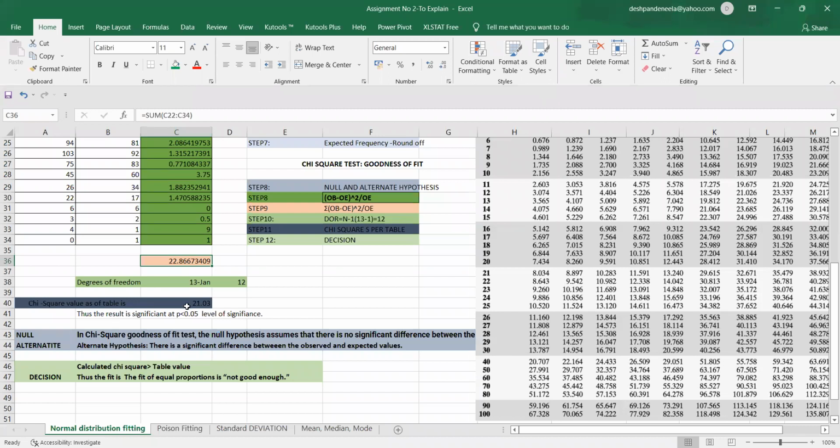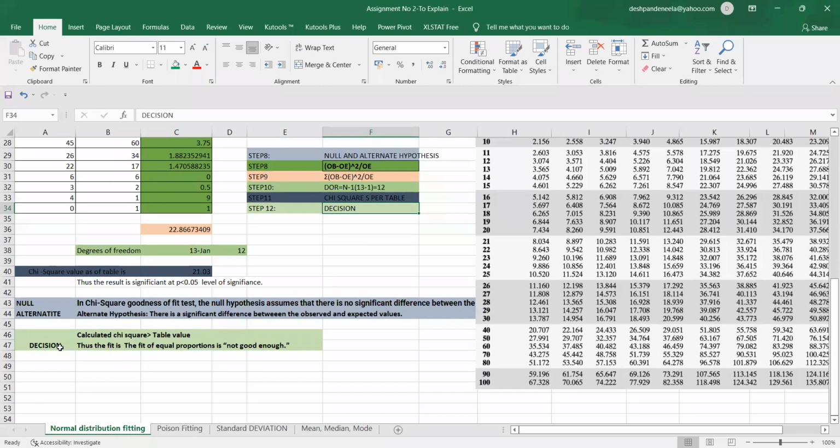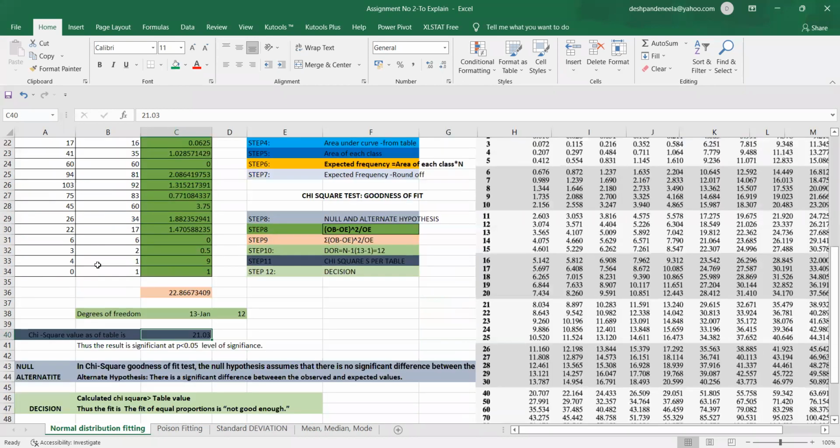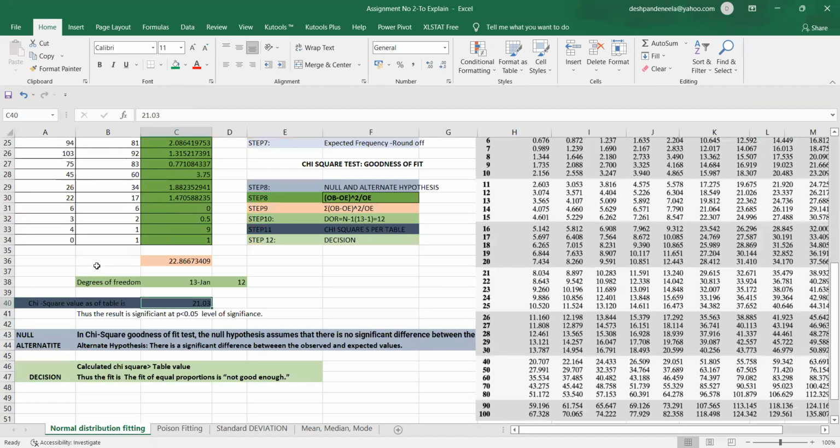And from the table, how much is your value? 21.03. So now you have to come to the decision that the calculated chi-square value, that is 22.86, is greater than the table value. And so the fit of equal proportions is not good enough. It means that the observed frequency and expected frequency have quite different values. They are not similar; there is some significant difference. So this is not a very good fit.